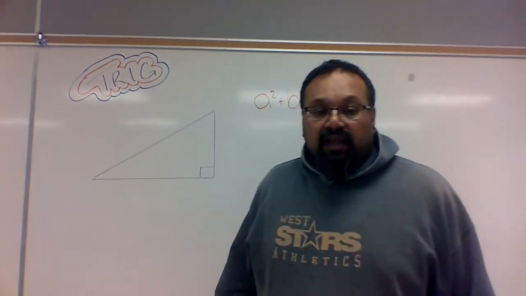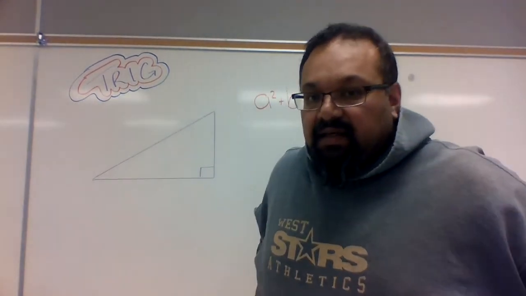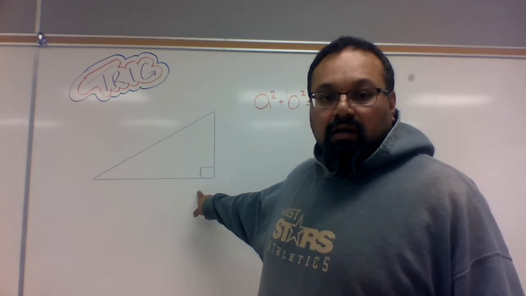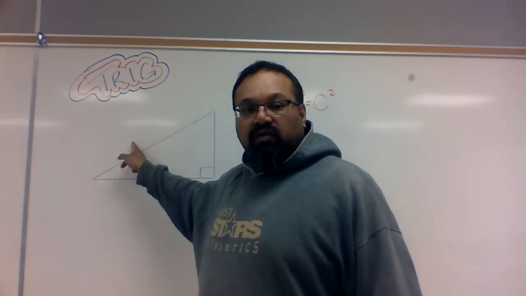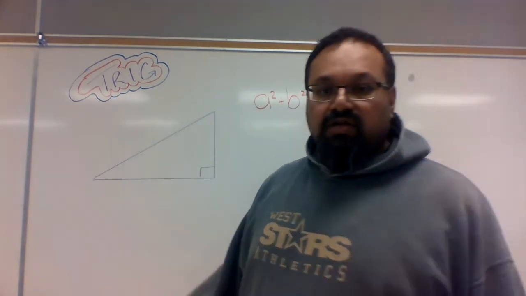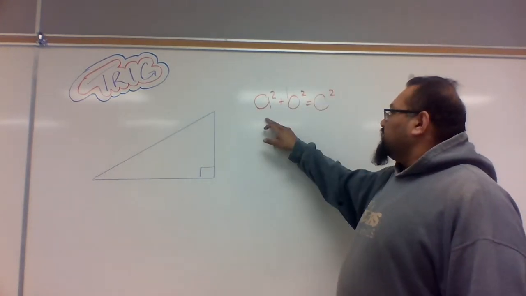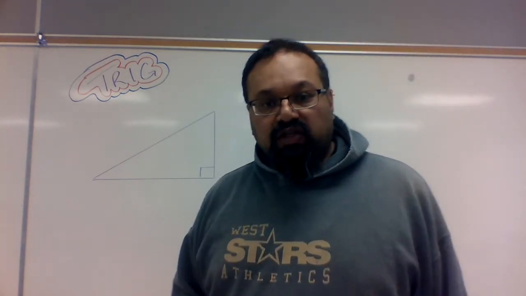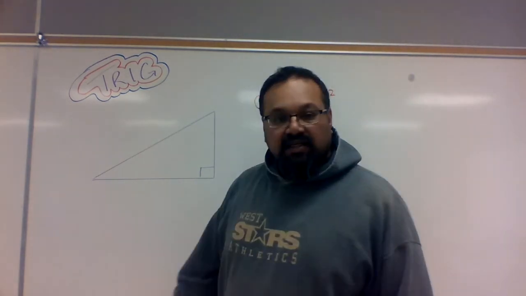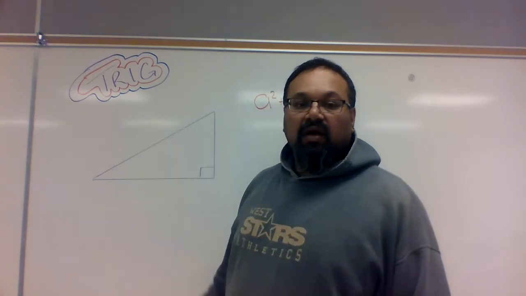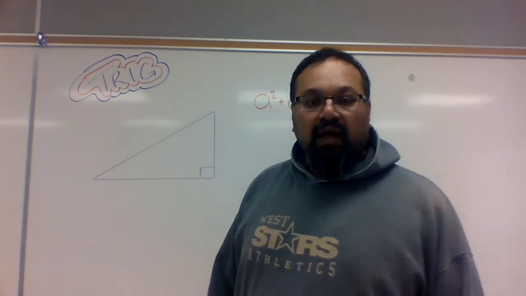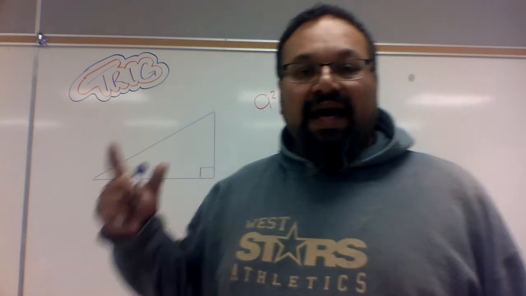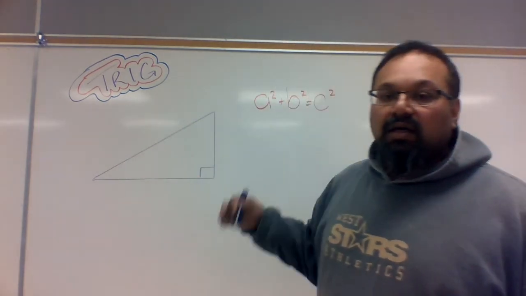All right, welcome back. So, last lesson, basically we looked at finding the hypotenuse of a right angled triangle using the Pythagorean formula, a squared plus b squared equals c squared. Now, today we're going to switch it up a little, because at times I'm going to give you the hypotenuse and one of the two sides. When I give you one of the two sides, we have to manipulate the formula to figure it out.